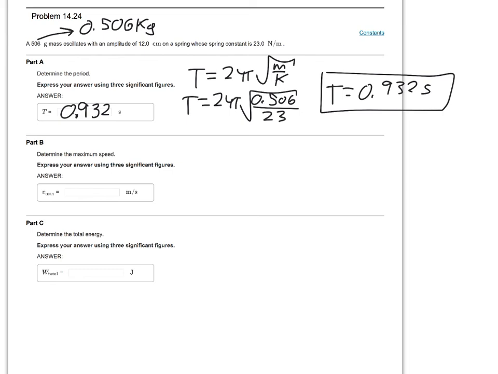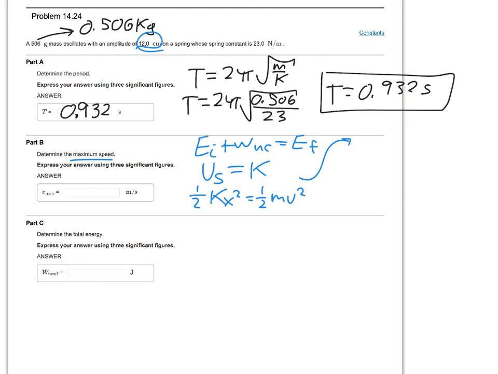For the second part, determine the maximum speed. The easiest way to do this is going to be to think about energy, right? As the spring oscillates back and forth, it's constantly transferring between spring potential energy and kinetic energy. So I can just think about conservation of energy here. I know that when it's out at that amplitude at a displacement of 12 centimeters, it has all spring potential energy. When it reaches its maximum speed, that's at the equilibrium point, it has all kinetic. So I can go ahead and plug in the expressions. I know for those energies, 1/2 kx squared equals 1/2 mv squared.